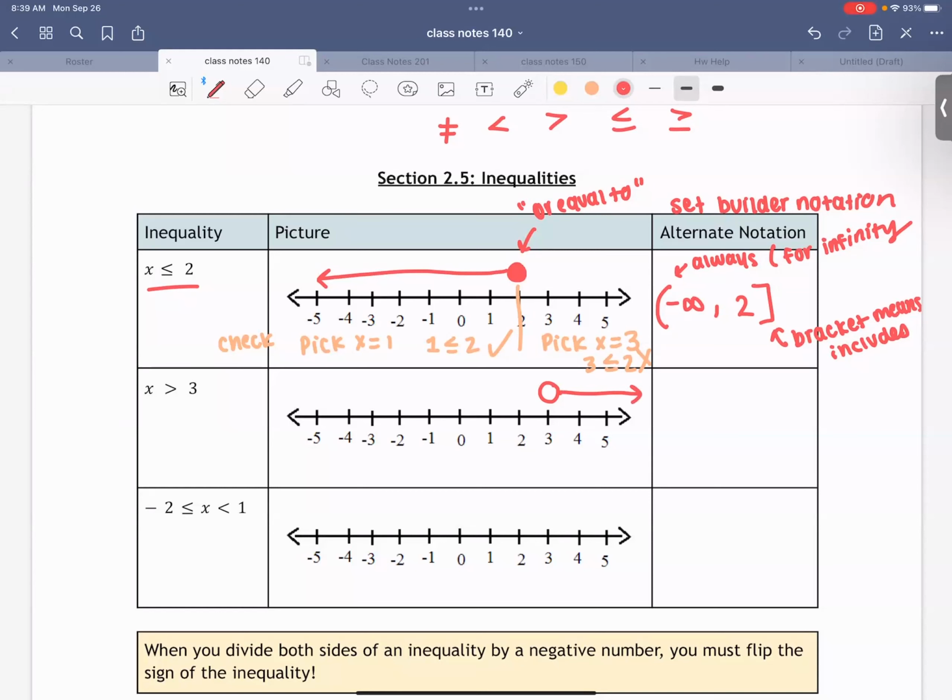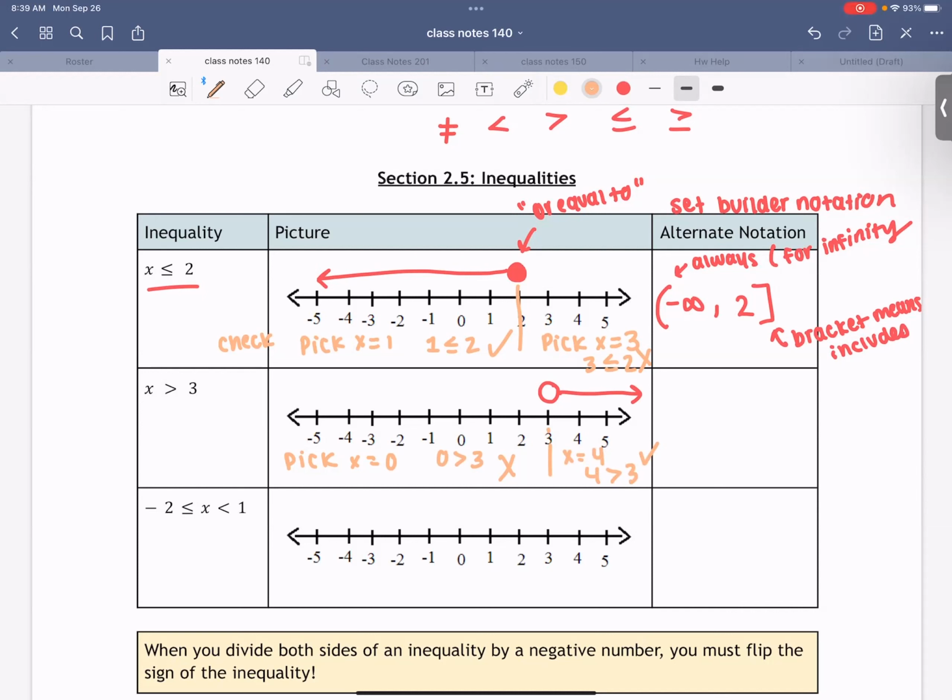If you're ever confused, we can always plug in some numbers. I'm going to do that real quick because I like to do things to the extreme. If we wanted to check, I could pick a number less than 3. I'm going to choose 0. Is 0 greater than 3? No, good. So that's why there's no arrow anywhere to the left of that circle. I can also pick x equals 4, which is to the right of my circle. 4 is bigger than 3, so I'm good. That's why the arrow is pointing to the right.